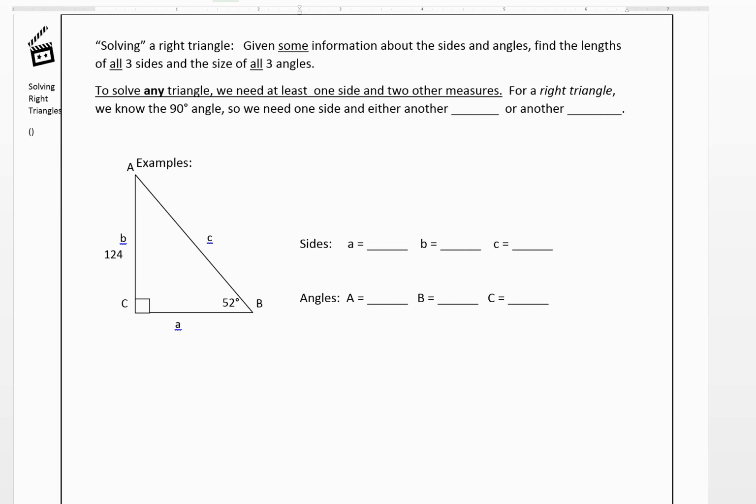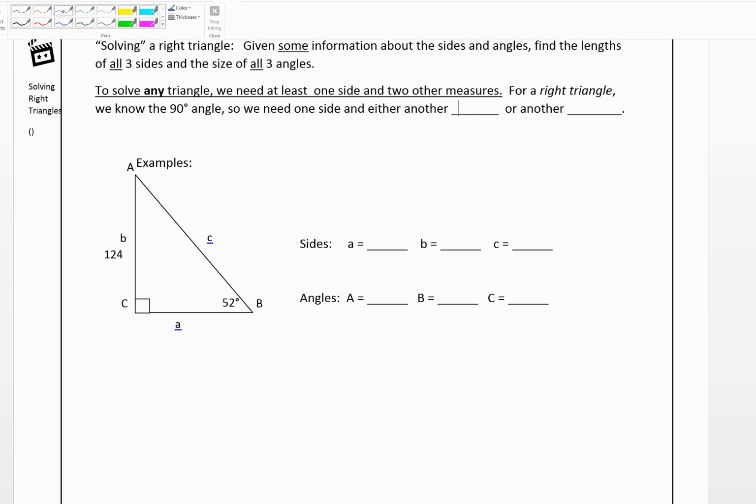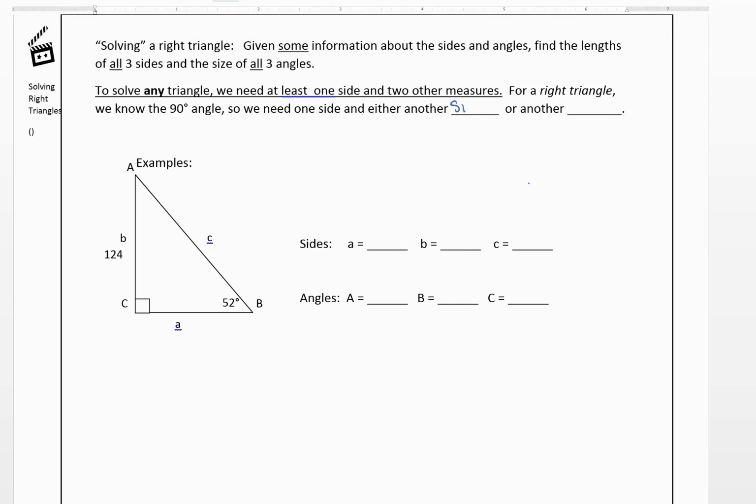Okay? So to solve any triangle, because later on we'll talk about how to solve triangles that aren't right triangles, we need at least one side and two other measures. So for a right triangle, you already have one angle. So we need one side and either another side or another angle.